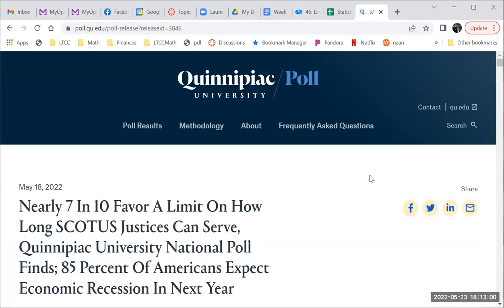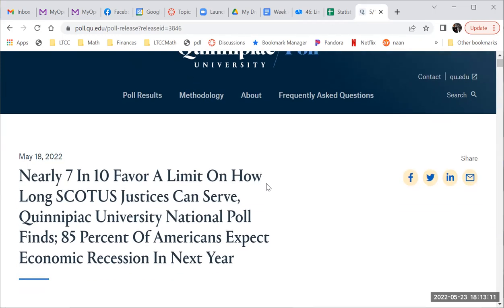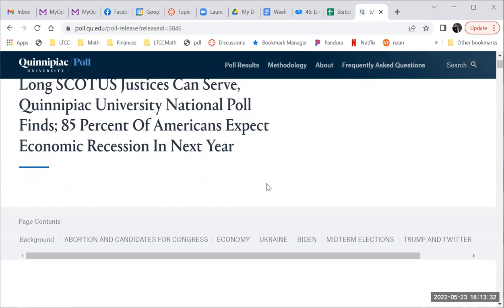I don't think I brought this particular one up yet, but this is the Quinnipiac University poll. They do some great surveys. And nearly 7 in 10 favor a limit on how long the Supreme Court of the United States justices can serve. Okay, 7 in 10 is a lot. Now, the question I had is not, is it a lot, but is there a difference between Democrats and Republicans? Does that make sense? And I'm not going to get into all the details of this article.